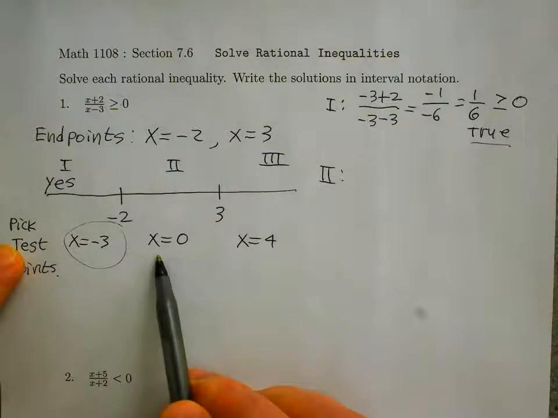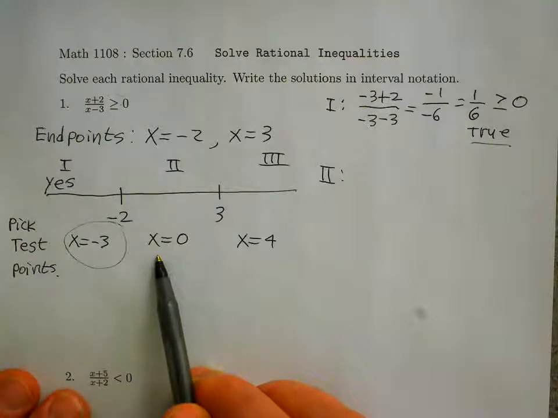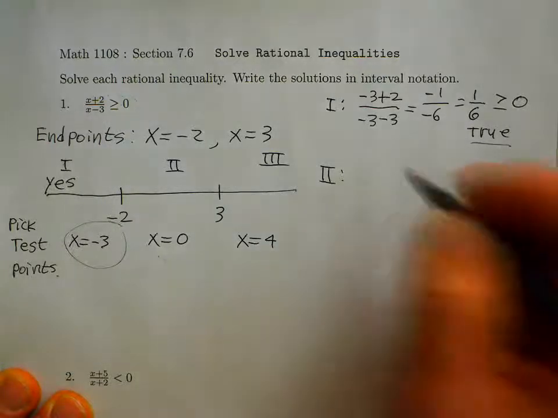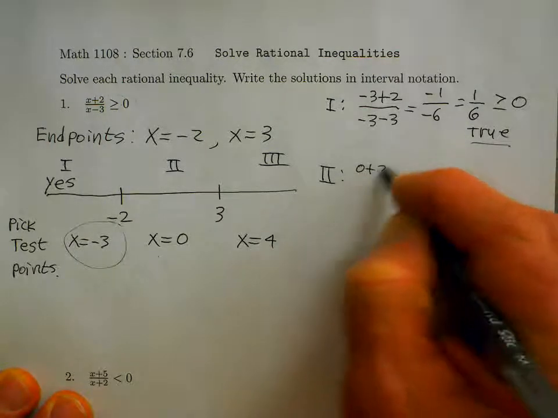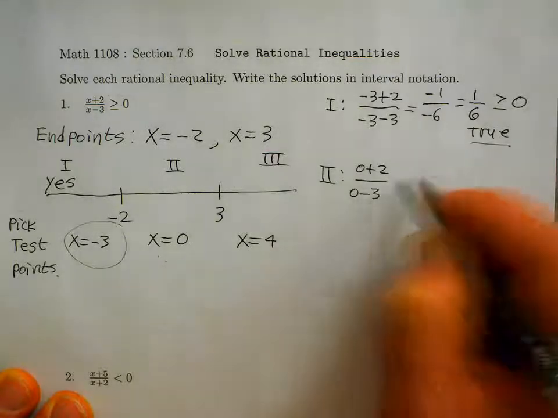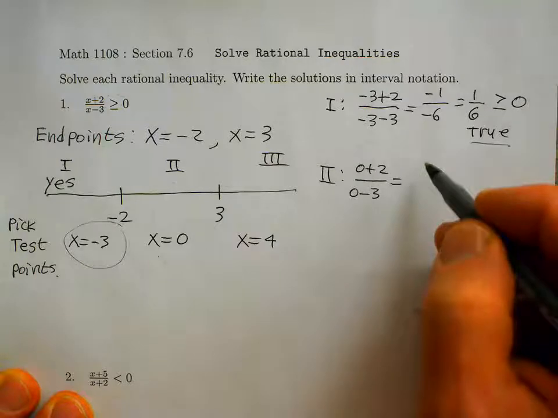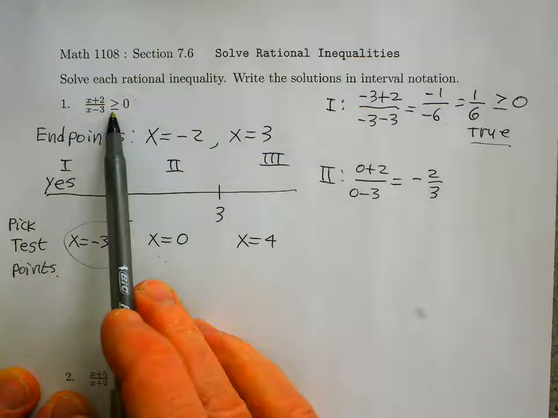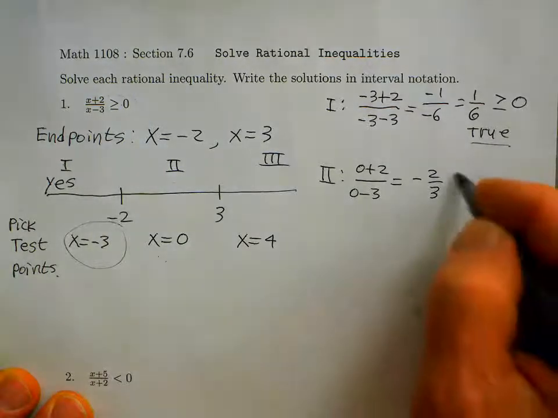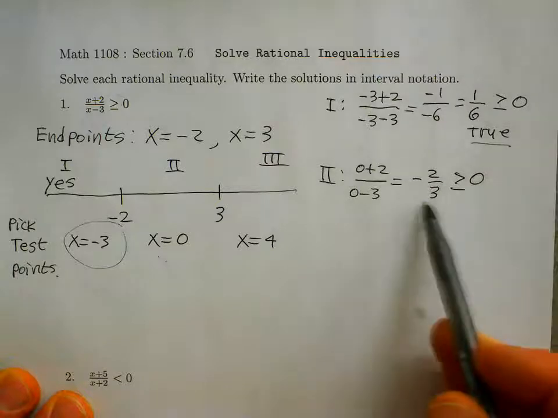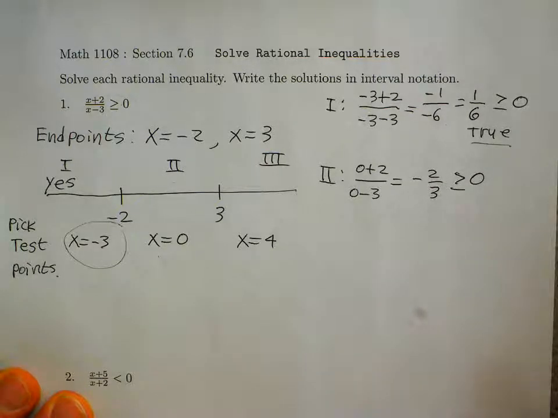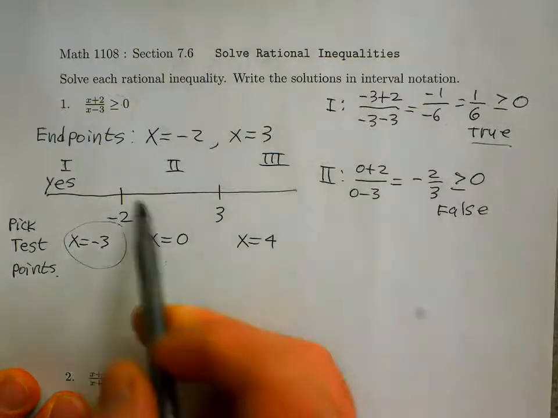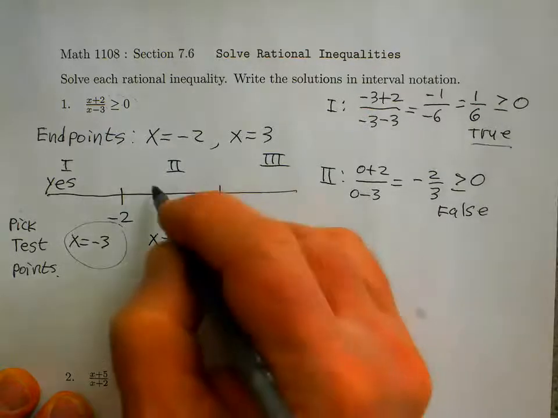For the second interval, our test point is 0. So in the inequality, replace each of the x's with 0. In the numerator, 0 plus 2. In the denominator, 0 minus 3. We simplify that. 2 divided by negative 3 is negative 2/3. And then we're using this inequality, greater than or equal to 0. And this inequality is false. Negative 2/3 greater than or equal to 0 is not true. So that means none of the numbers in the second interval are solutions.